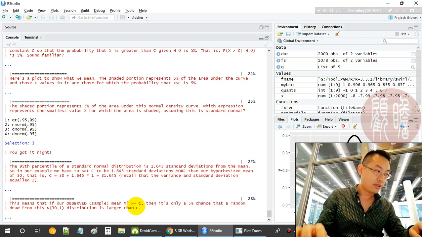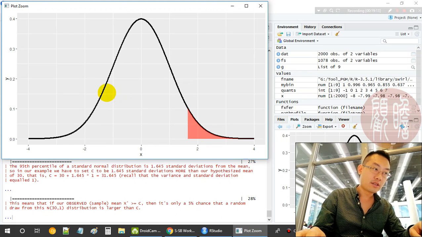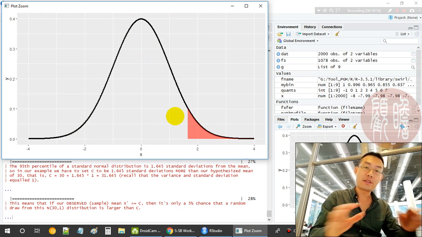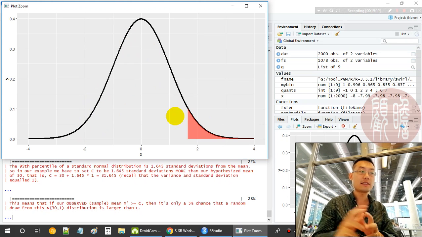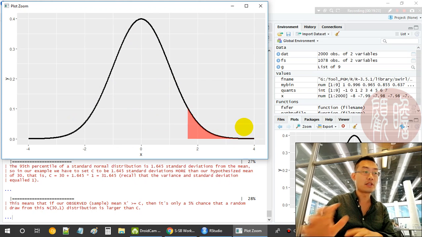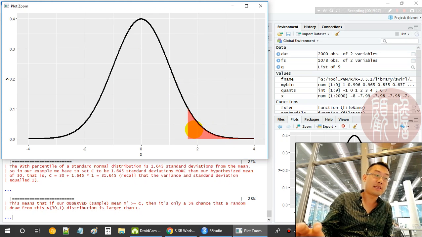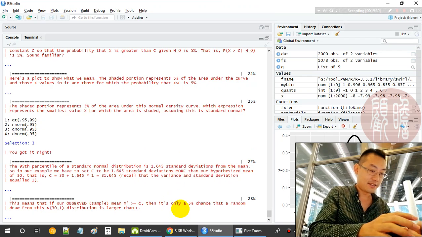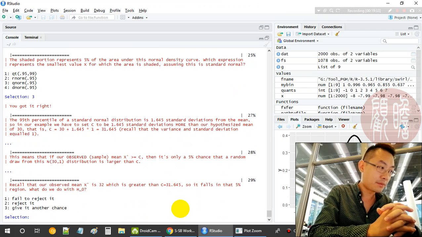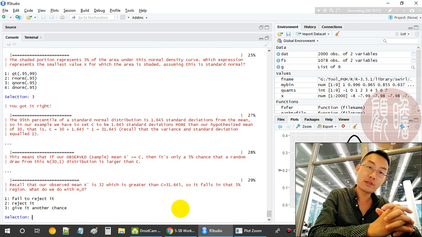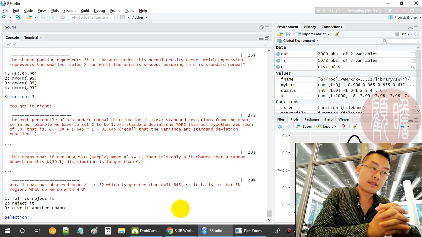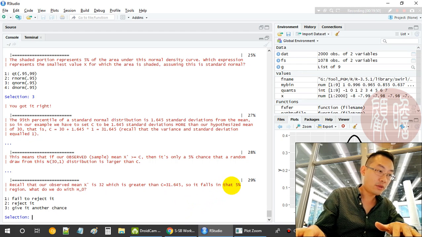Let's continue. If we observe x greater than c, then there is only a 5% chance that a random draw from this normal distribution is larger than c. This curve is plotted based on the standard normal distribution, and this is the area of 5%. Recall that our observed x is 32, the real measurement of the 100 overweight people, which is greater than 31.645. So it falls in the 5% area region.